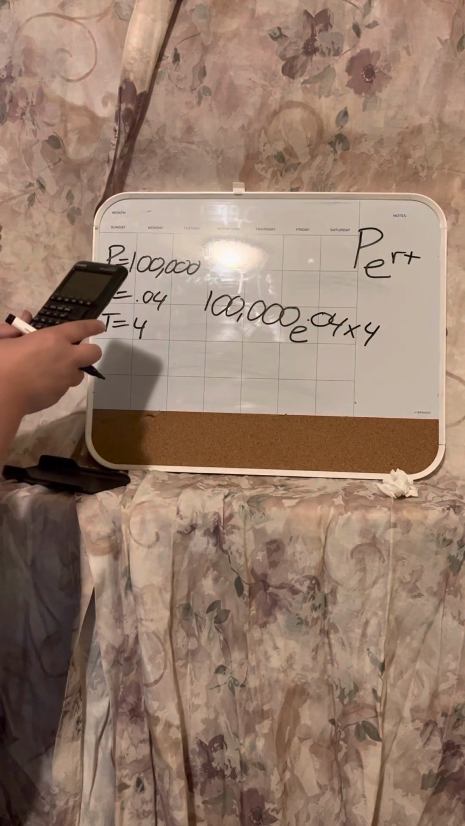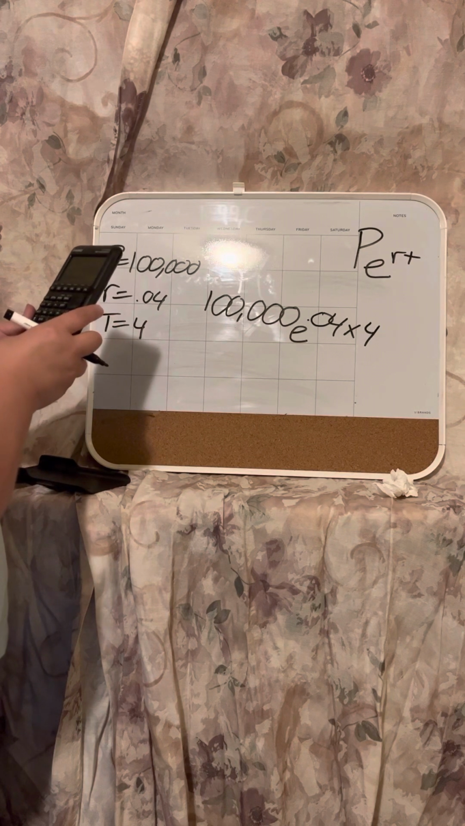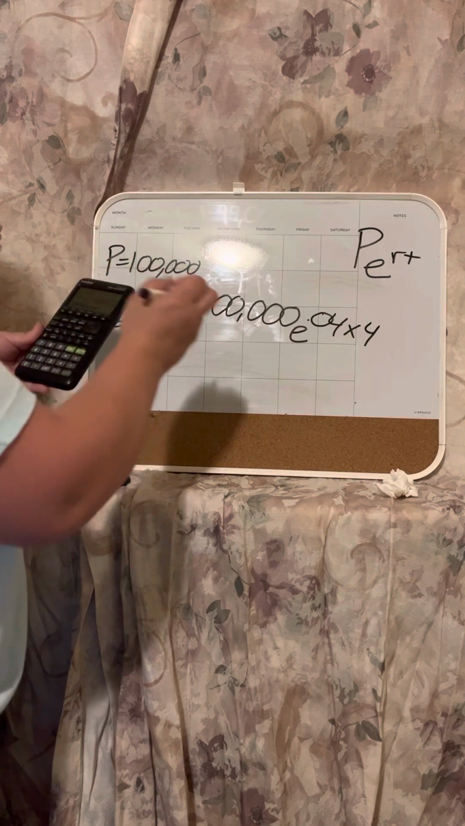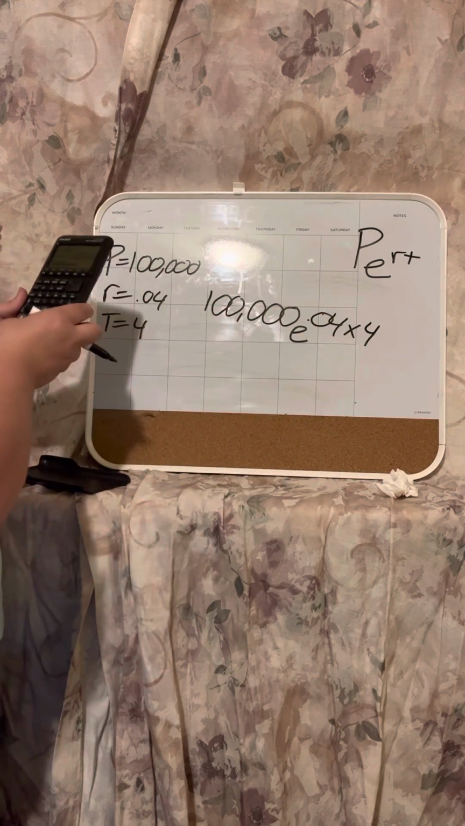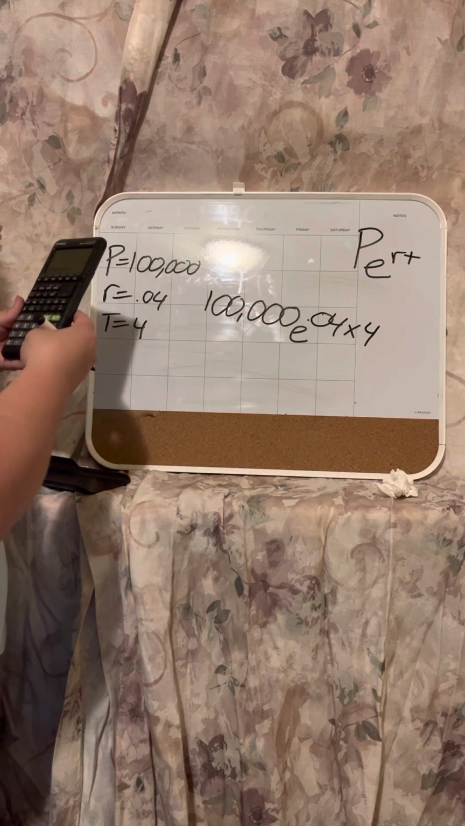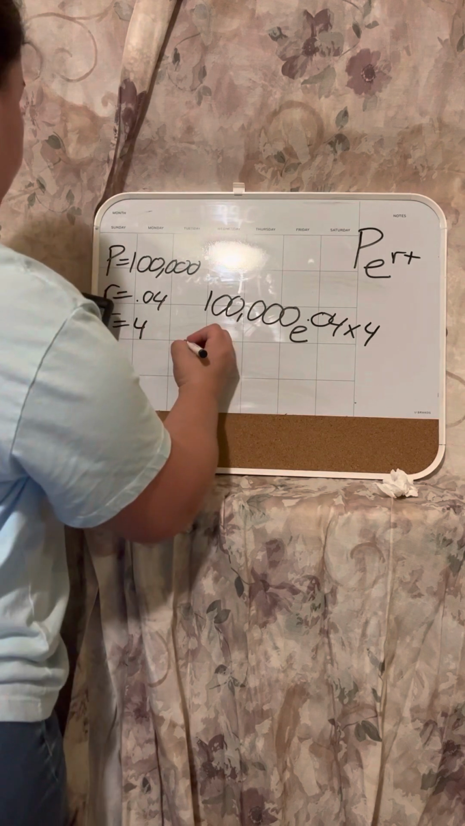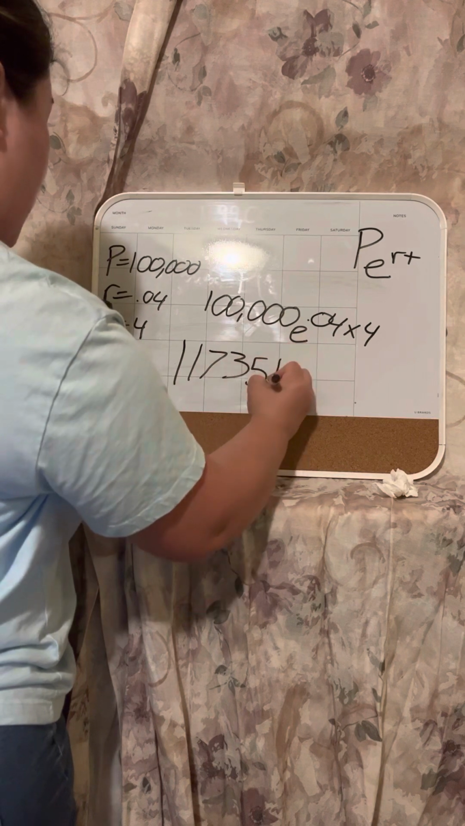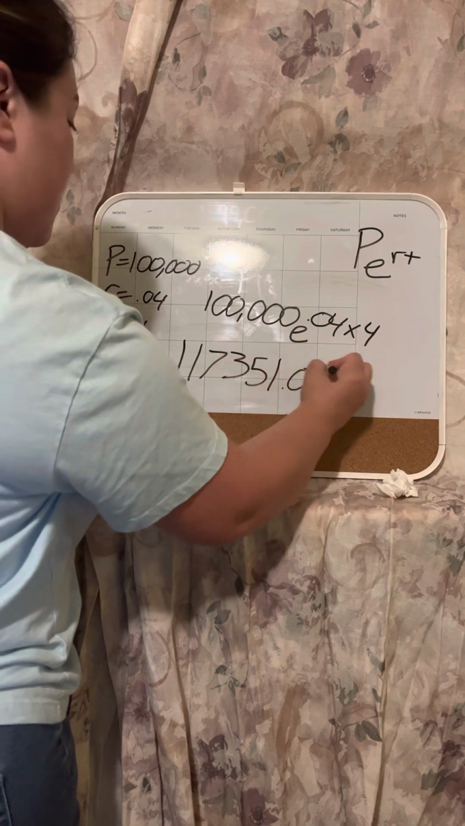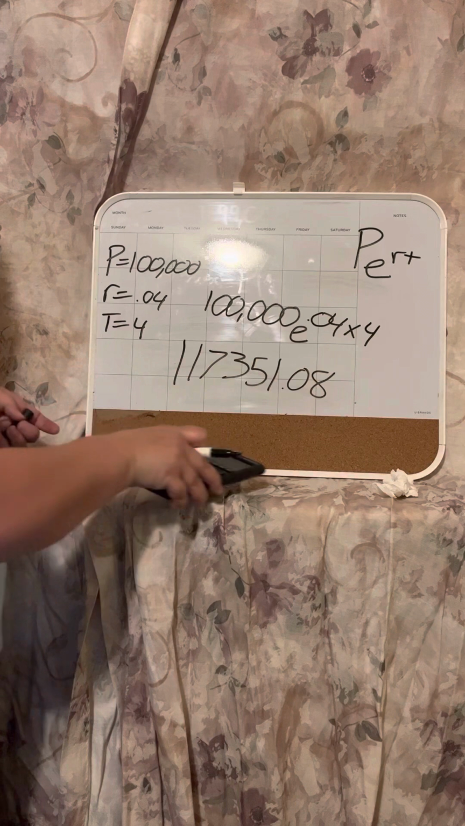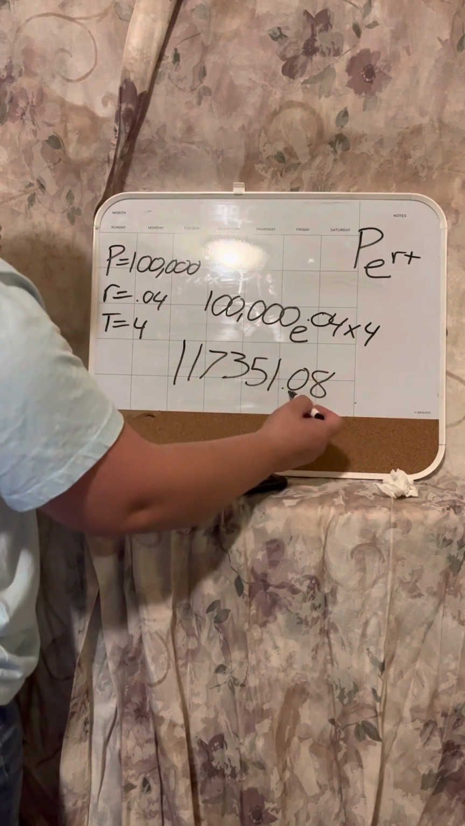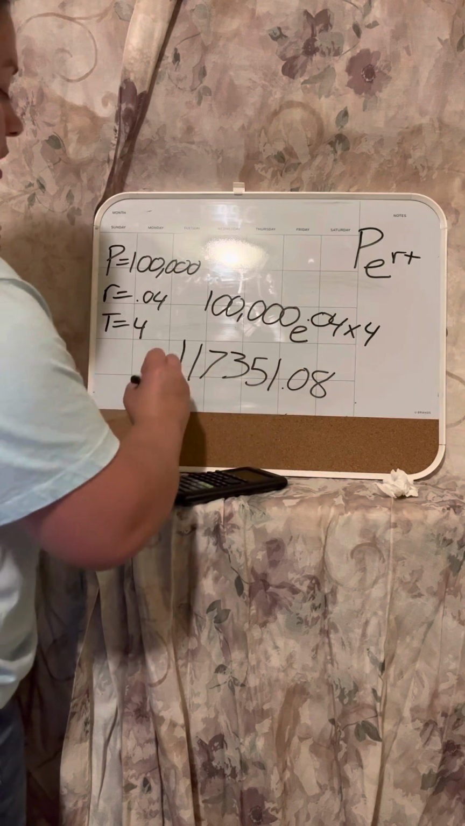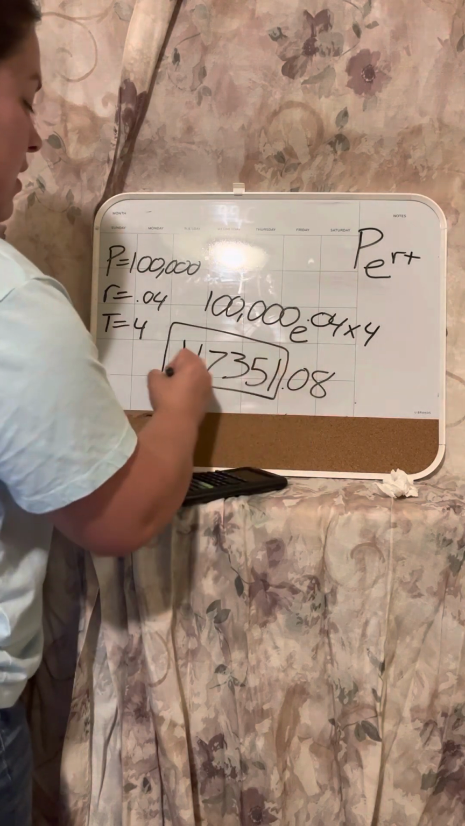So I have 100,000. I'm gonna use my e feature, and I'm gonna raise it to 0.04 times 4. And I get this number, 117,351.08. And I believe this one asks to round it to the nearest dollar. So the change would be 8 cents, and so we would just leave it here and round it down.